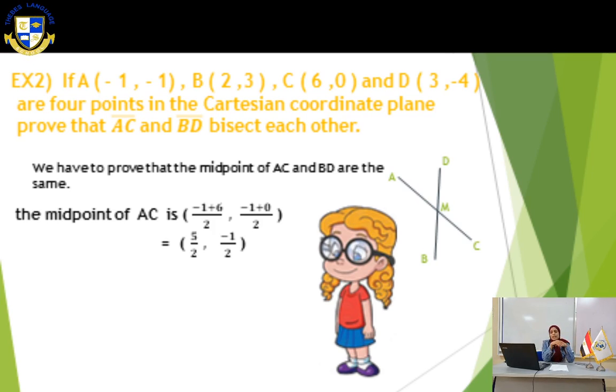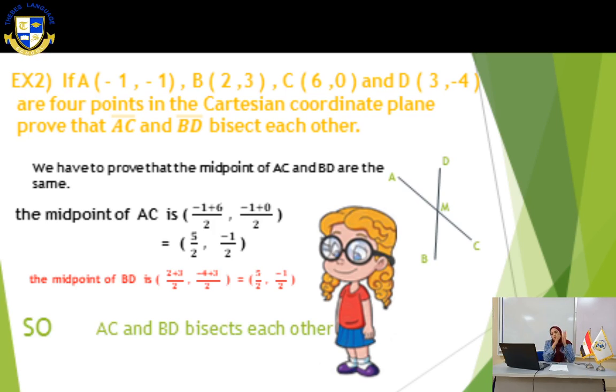The midpoint of AC is (-1 plus 6) over 2, (-1 plus 0) over 2, which is 5 over 2 and -1/2. The midpoint of BD is (2 plus 3) over 2 and (-4 plus 3) over 2. It will be 5 over 2 and -1/2. The two midpoints here are the same. So AC and BD bisect each other.